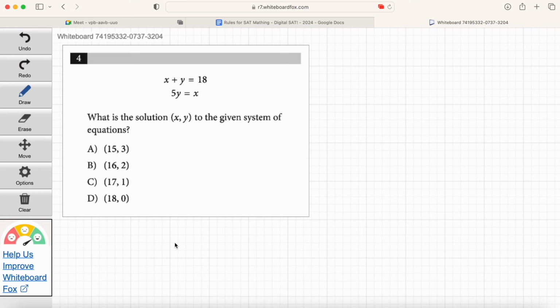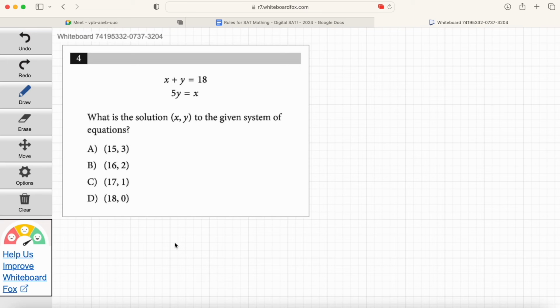What is the solution, x y, to the given system of equations? Okay, we're trying to find the solution, x y, to the system of equations here. You could do the algebra on here. It's not too bad. Would you feel comfortable with the algebra or not so much? I think in this one, it doesn't seem too hard. You could totally do it, but there's an easier way. Do you see the easier way to do it here by plugging in values for the variables?